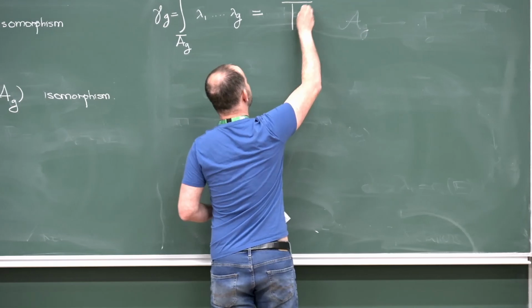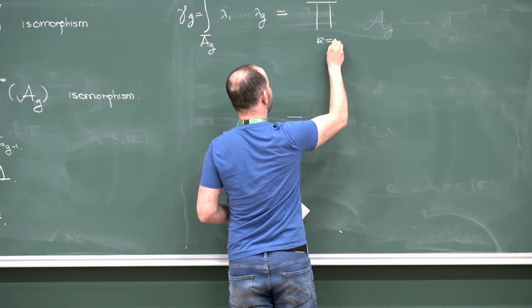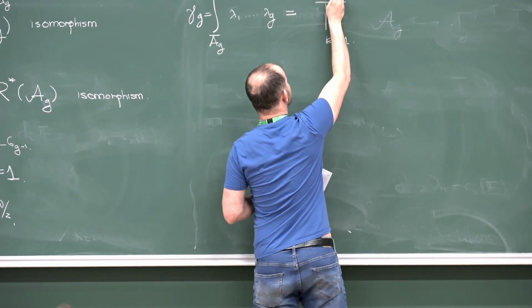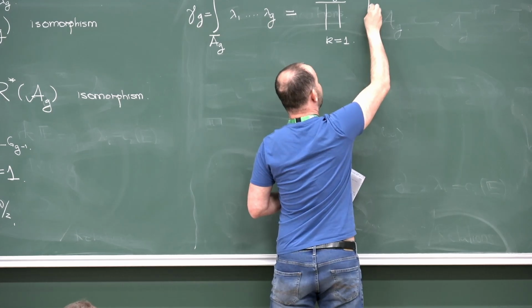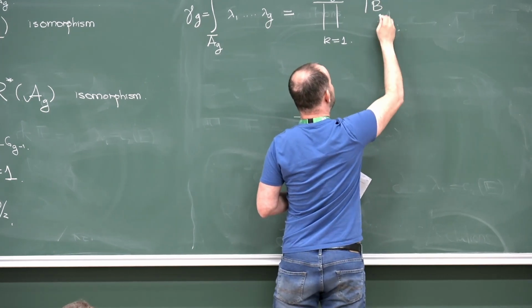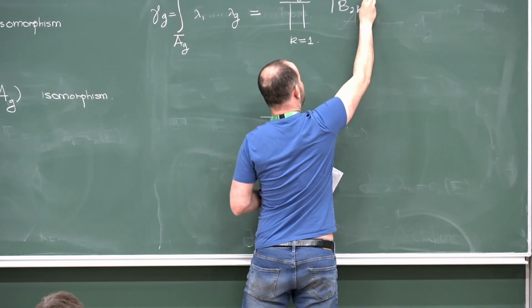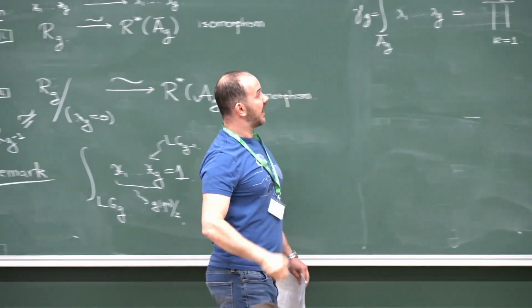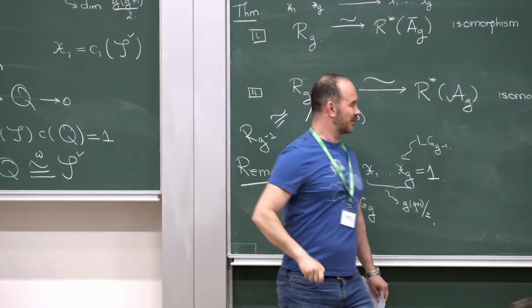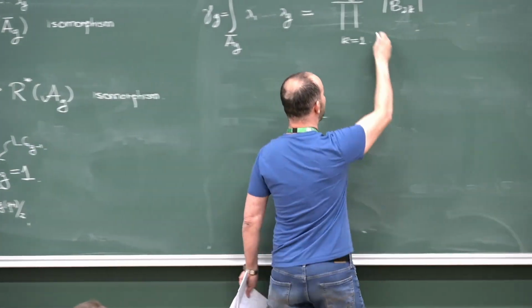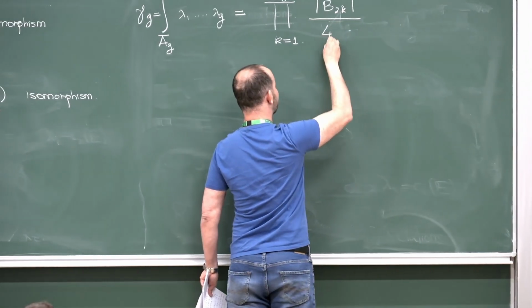And this number is very explicit. It's simply the product from k going from 1 all the way to g of the Bernoulli number b_{2k}. So I can look at the Bernoulli number b_{2k}, I can take its absolute value, that's what those bars are, and I can divide the answer by 4k.